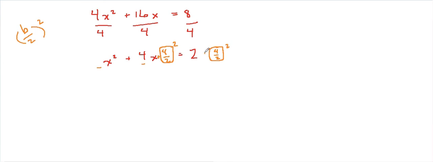So let's see what happens when I add that. X squared plus 4x plus 4 divided by 2 is 2 squared is 4 equals 2 plus 4, or 6. This can be pretty easily factored. It's a perfect square trinomial. X plus 2 squared.